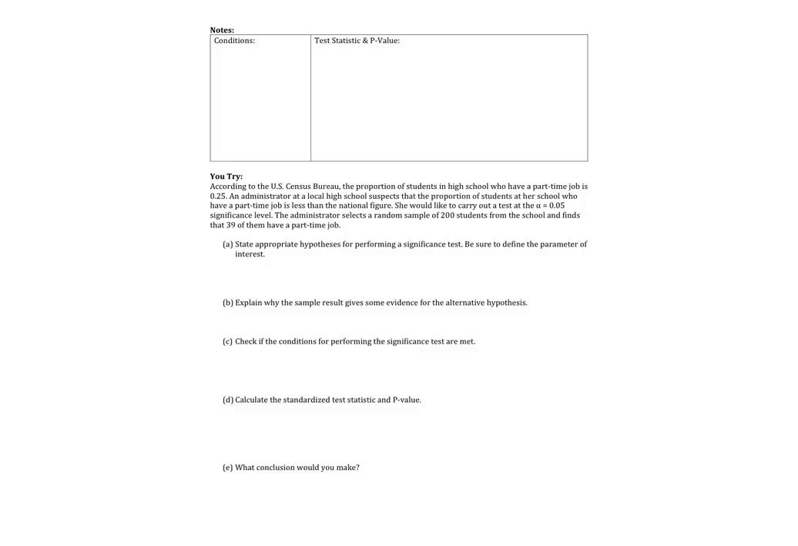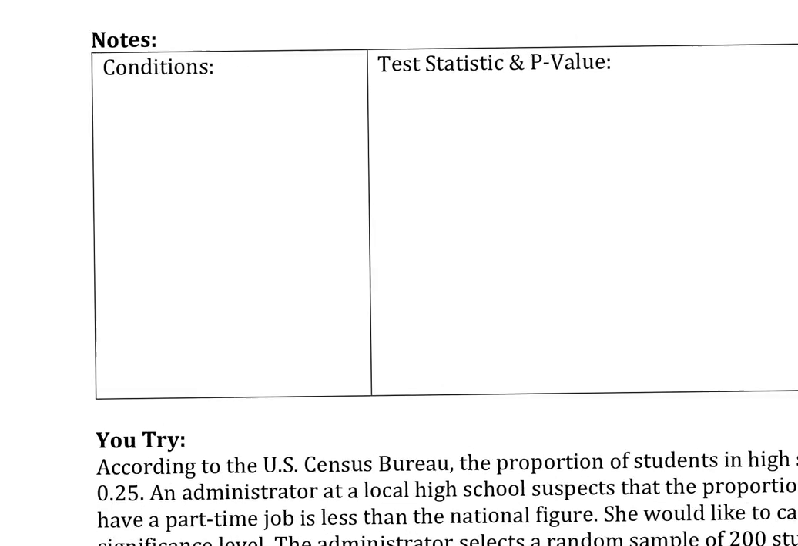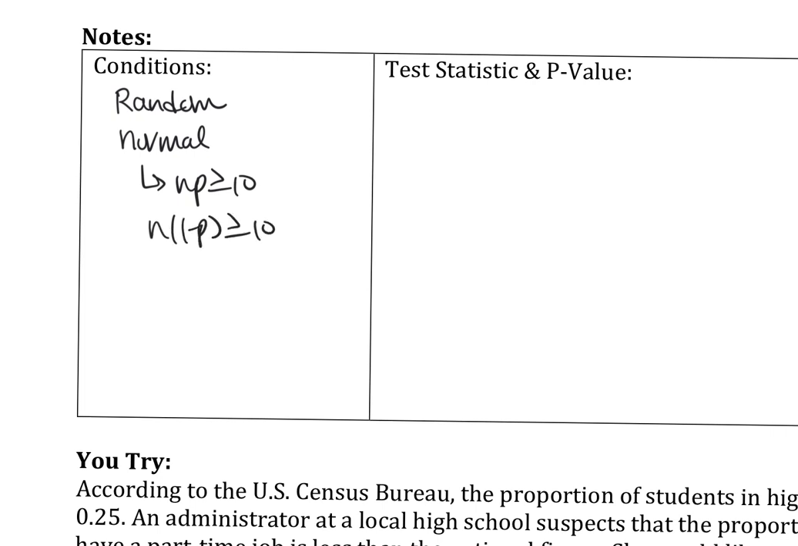All right, so here we are with some formal notes now. The conditions, we know what those should be. Number 1, we have the random condition. Number 2, we have normality, which for us is n times p is greater than or equal to 10, or n times 1 minus p is greater than or equal to 10. And last but not least, we have the 10% condition. N is less than 10% of the population.